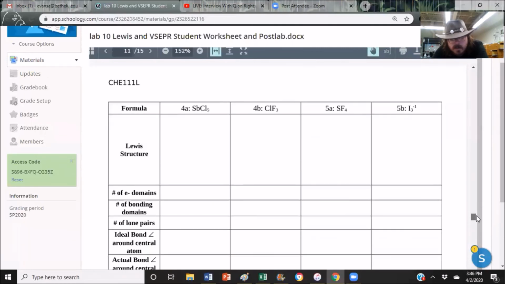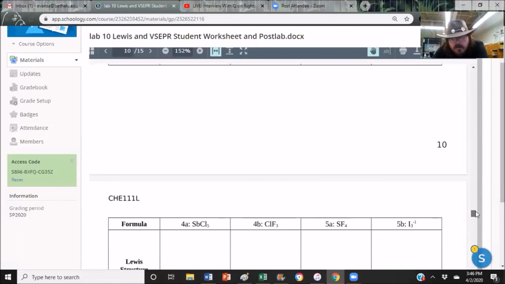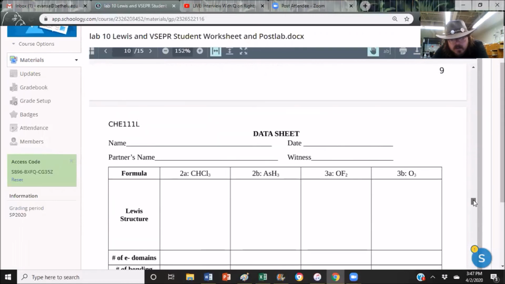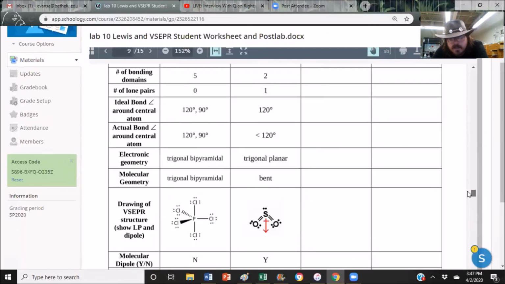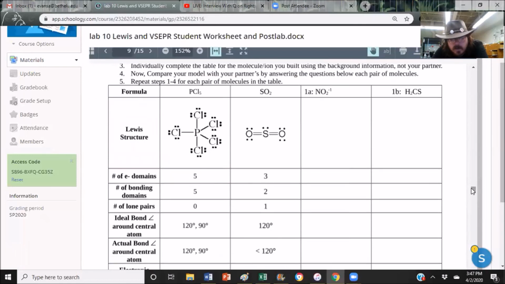Take your time. It's not hard, but you do have to make sure that all of the atoms surrounding the center atom have achieved either an octet or hydrogen's doublet. All of the atoms around the center should have an octet or a doublet. If you do not have that, you do not have a correct structure. So take a look at that, work them through. It's not overly hard, but it's a lot, so don't wait too long.